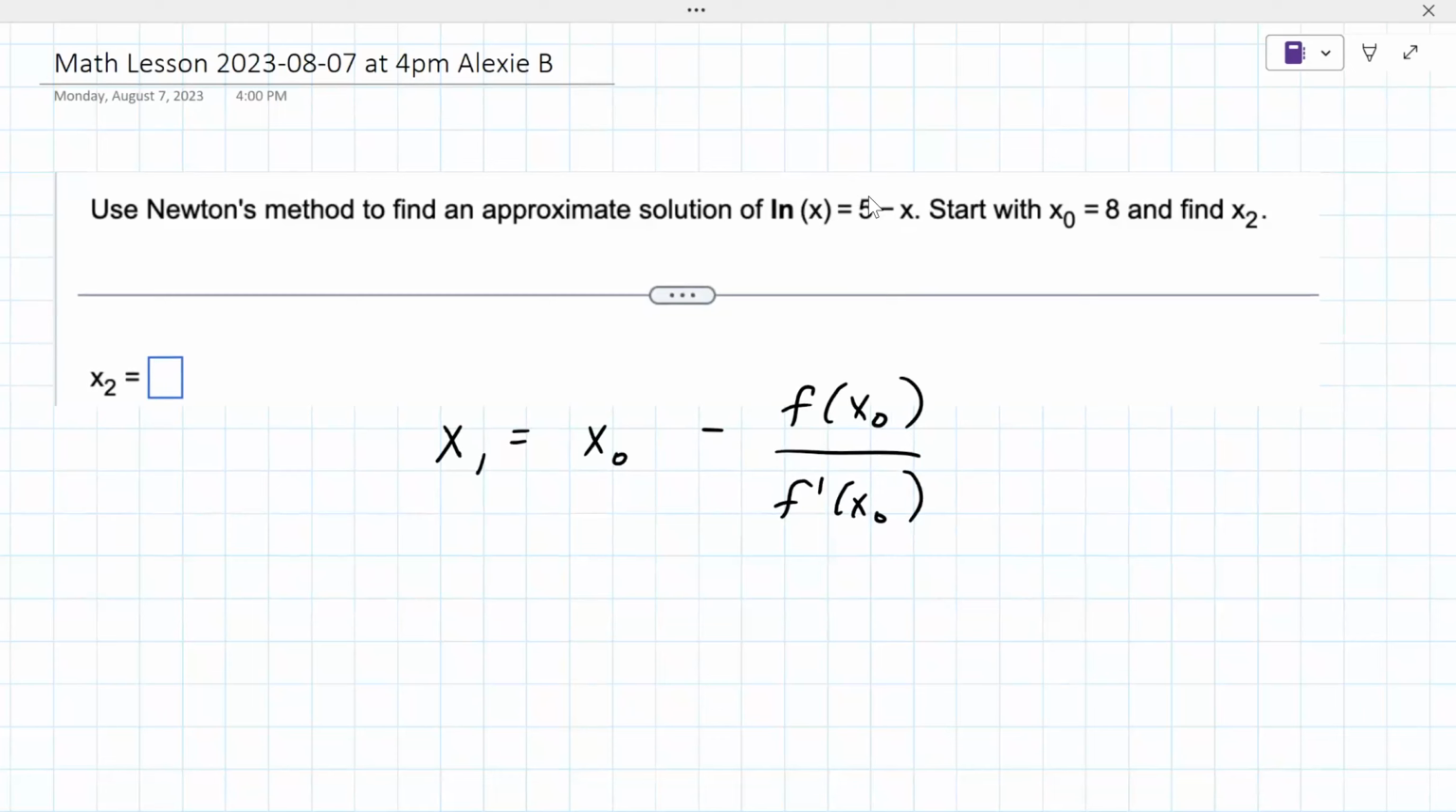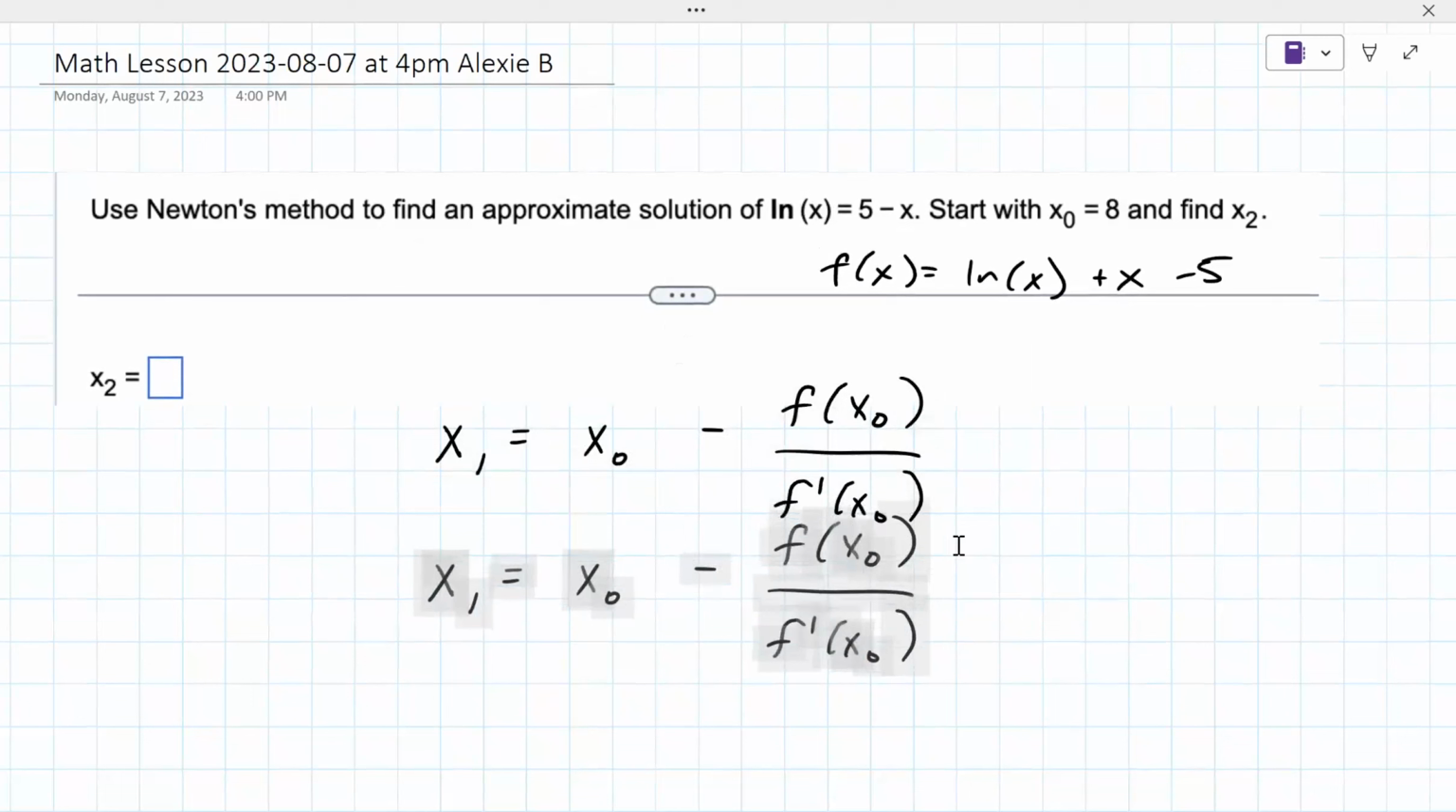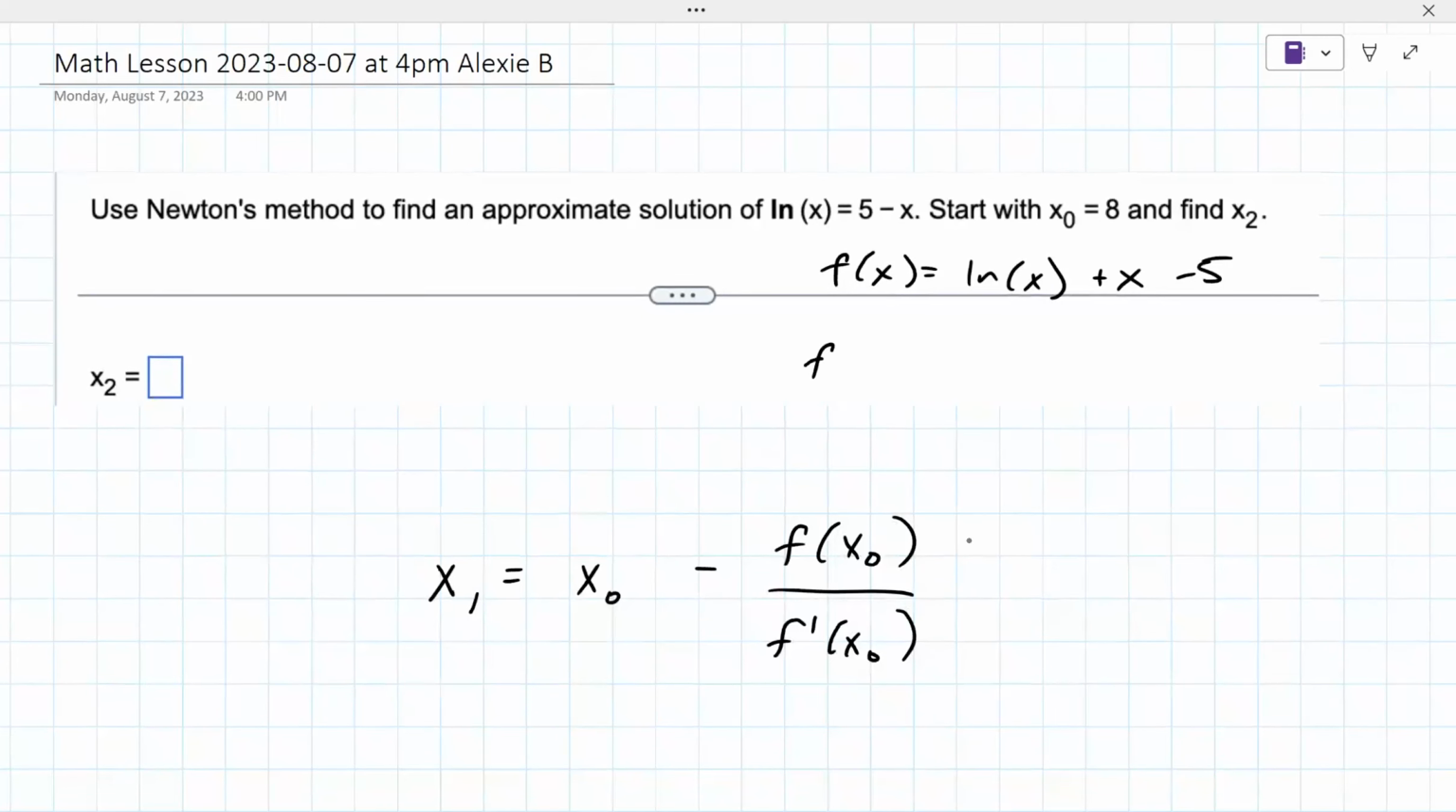Format. So you've got to move stuff to one side. I guess I'd move left. So your f of x is natural log of x plus x minus 5, like that. Is that clear? Moving stuff left. Okay. And then your derivative is 1 over x plus 1. Derivative of a constant, minus 5, is 0.